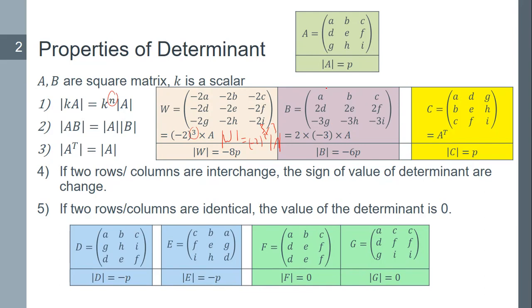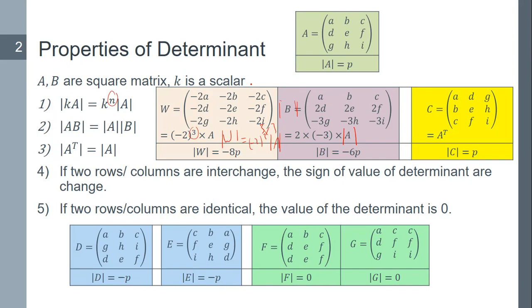Now we look back at matrix B. What is the difference between B and A? The second row is the whole row multiplied by 2, and the third row is all multiplied by 3. So the determinant of B is 2 times 3 times the determinant of A, which is negative 6P.